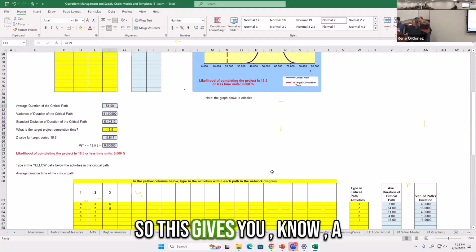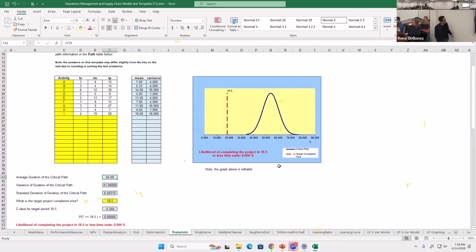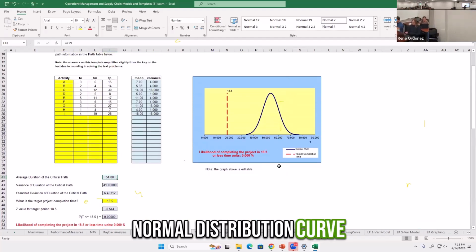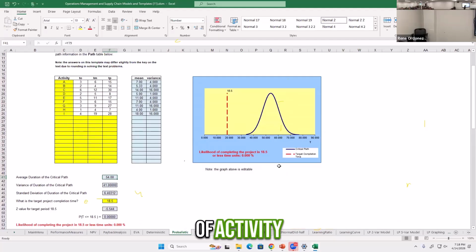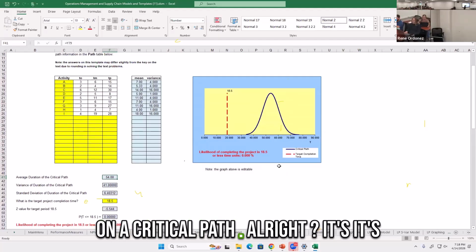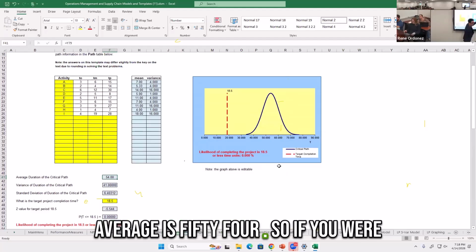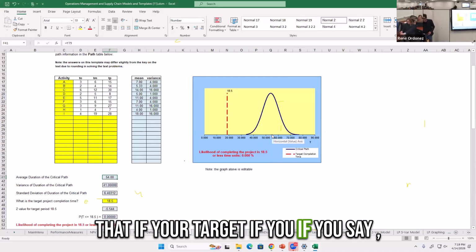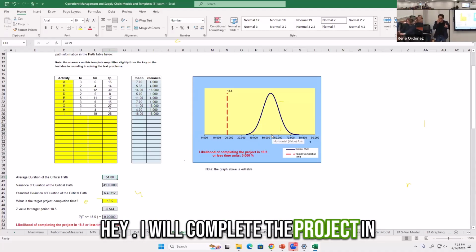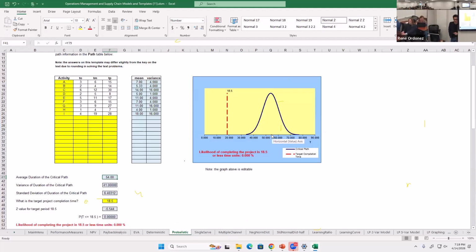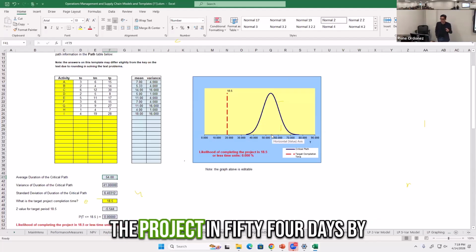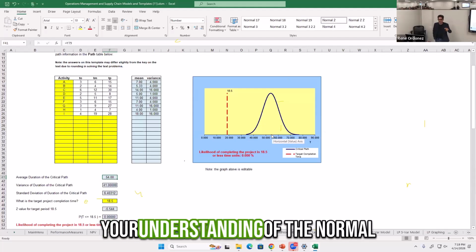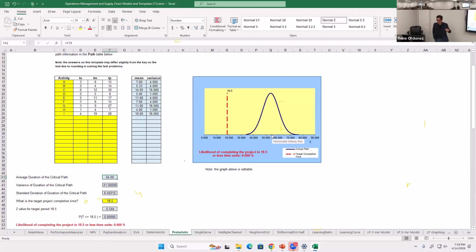So this gives you a normal distribution, a curve of activity, the critical path. Its average is 54. So if you were the project manager, this tells you that if you say, hey, I will complete the project in 54 days, what's the likelihood of completing the project in 54 days, by your understanding of the normal distribution? Remember, 54 is the average.